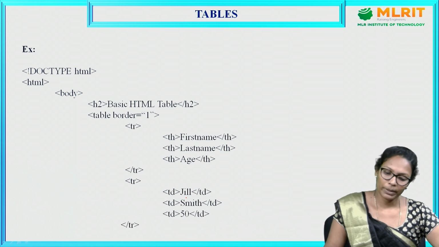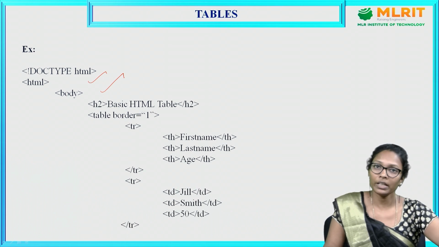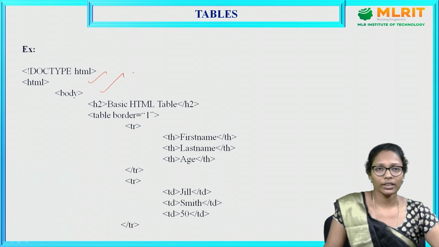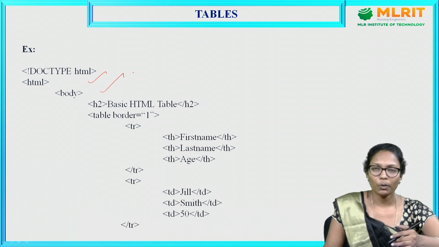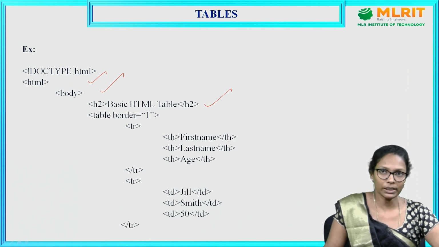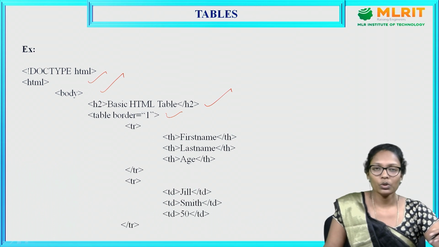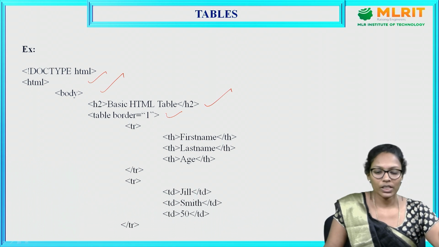So this is a basic table program. Here I have written html and body. We know in HTML generally we write two sections, the header section and the body section. The header section is not mandatory, and in the body section I am just giving a heading, Basic HTML table, and then creating a table with border 1. I told you if I don't give any border, it doesn't look like a table. So within double quotes I am giving 1, and with 1 pixel width the border will be created.